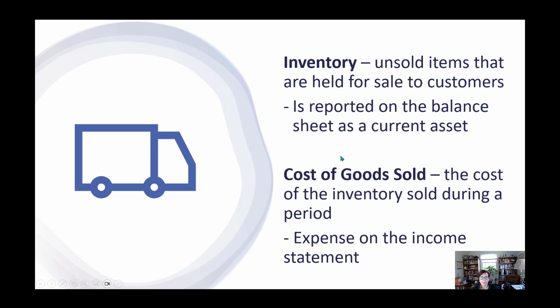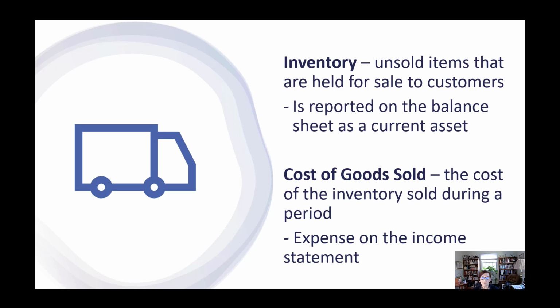So merchandise inventory refers to unsold items that are held for sale to customers. And it is an asset. It's reported as a current asset on the balance sheet. Once inventory is sold, it becomes an expense. So once the inventory is sold, it is reported as cost of goods sold, and that's the cost of the inventory that was sold during the period. Remember that cost of goods sold is an expense even though it doesn't have the word expense in it. Sometimes students forget about that because it doesn't say expense. So cost of goods sold is an expense.